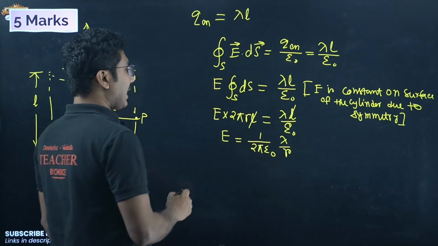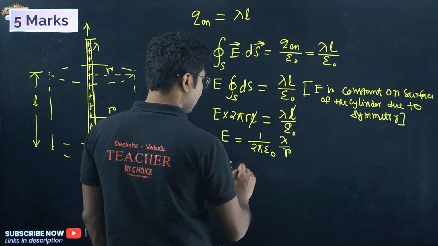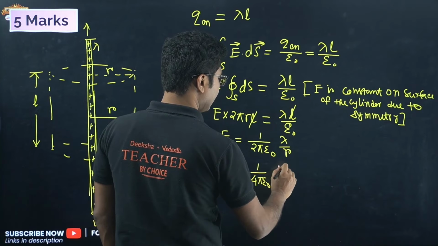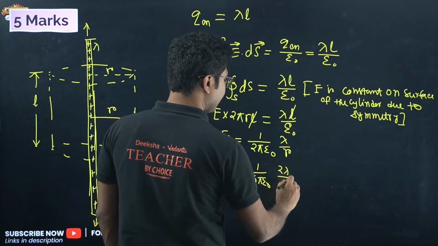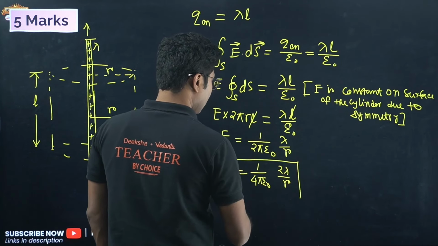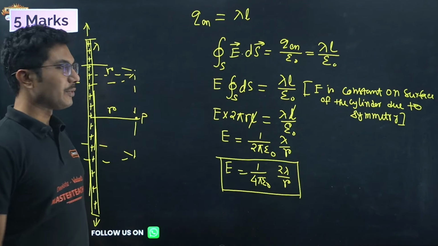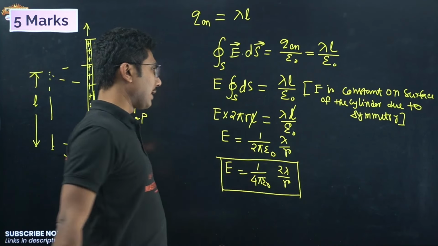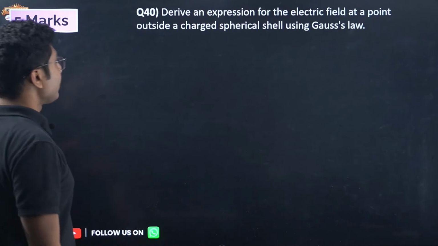We can reorganize this slightly as 1 by 4 pi epsilon naught. It's not necessary; you can leave the answer in the previous stage as well, but this one looks better because 1 by 4 pi epsilon naught is the constant. That's why we have kept it like that. Now let's move on to the next question.